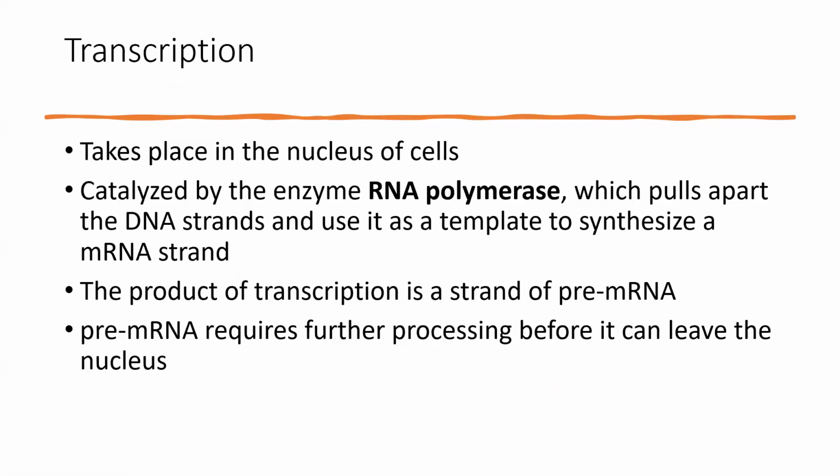So where does transcription take place? Transcription occurs in the nucleus because that's where you find the DNA. And the enzyme that makes the RNA is called RNA polymerase, because we're building RNA now. We're not building DNA anymore. It's not DNA polymerase, it's RNA polymerase. And what it does is it uses one of the strands as a template to create the messenger. And at the end, you are going to get the pre-mRNA, which is not the final product. It requires further processing before going on.